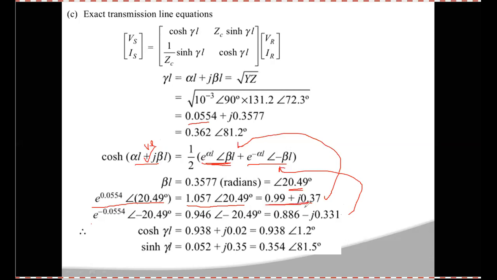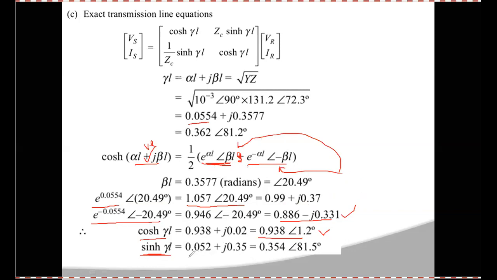Okay, so then if you do the sum, then you will get cosh gamma L as 0.938 plus j 0.02. Okay, so in polar form, this can be written as 0.938 at an angle of 1.2 degrees. In a similar manner, you can also calculate the sinh gamma L. In place of sinh gamma L, here you will get e power x minus e power minus x by 2.